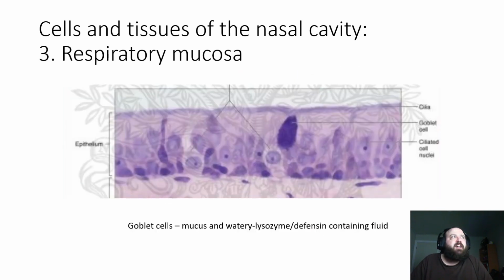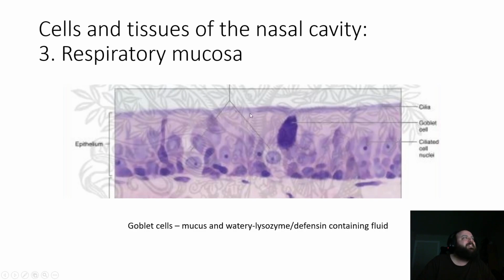Another type of cell that you'll find in the nasal cavity, actually the vast majority of it, is the respiratory mucosa. You should get used to saying this as comfortably as you can. I want you to be able to say this out loud, maybe even pause the video after I say it. Pseudostratified columnar epithelium with mucus. These are cells that have cilia on their surface.